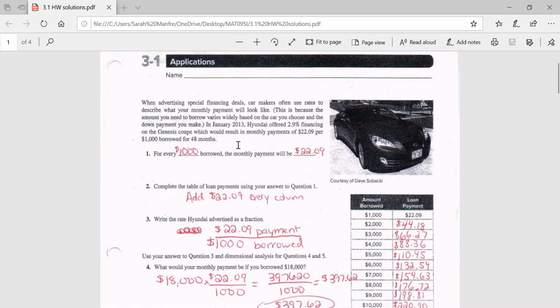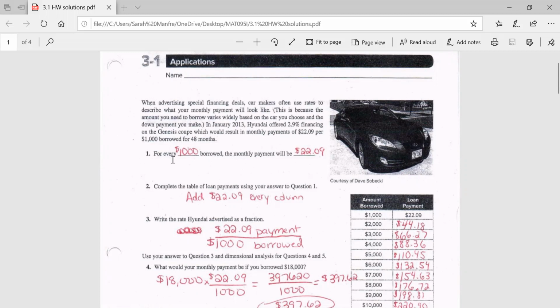In January 2013, Hyundai offers 2.9% financing on the Genesis Coupe, which would result in monthly payments of $22.09 per $1,000 borrowed for 48 months. That's for 4 years. So basically what this is saying is that if you take out a loan with a 2.9% interest rate, for every $1,000 that you borrow, you would pay $22.09, and that would be for a 4-year loan.